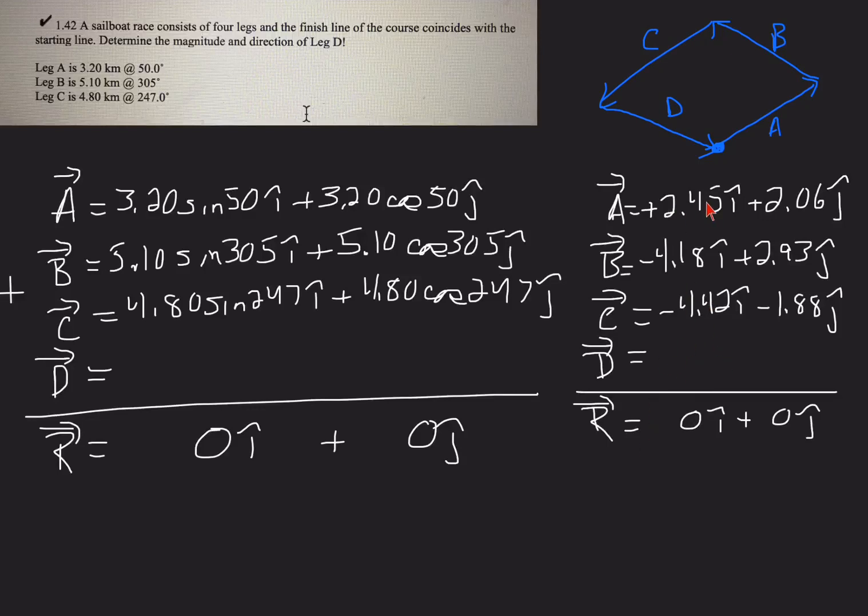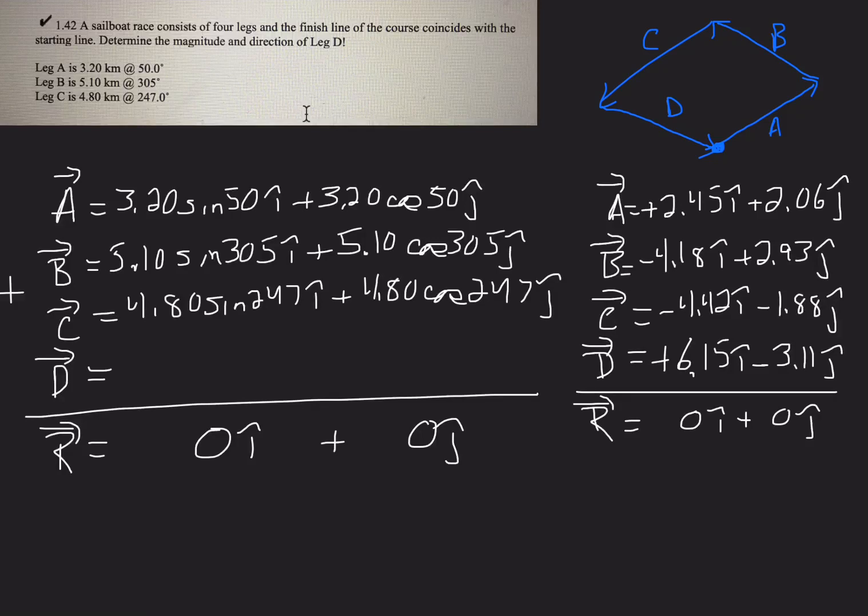Another way to do that is to add up A, B, and C, and then ask what you would add to that to get the result to be 0. You would just add these all up and then use the same number but the opposite sign. Same thing with all the j hats. If I add A, B, and C up, I'd have 2.45 i hat minus 4.18 i hat minus 4.42 i hat. I'm going to get a negative 6.15, which means this needs to be a plus 6.15 i hat. The j hats, if I added those all up, 2.06 plus 2.93 minus 1.88 gives me a plus 3.11. So I'm going to need the opposite sign, a negative 3.11 j hat.